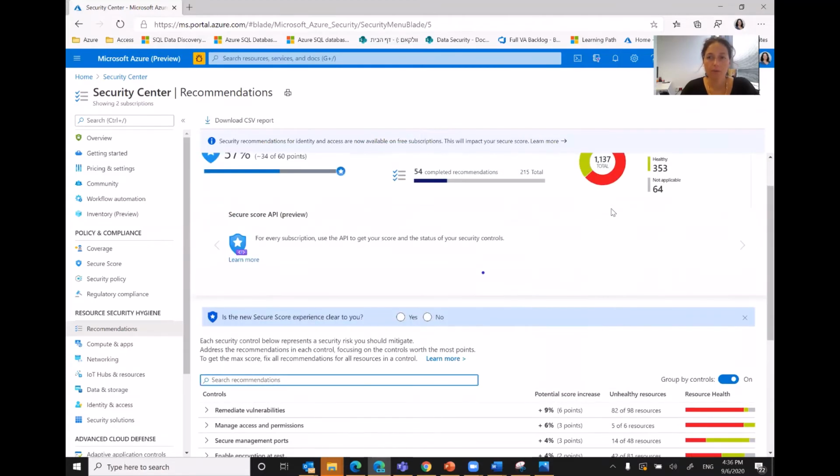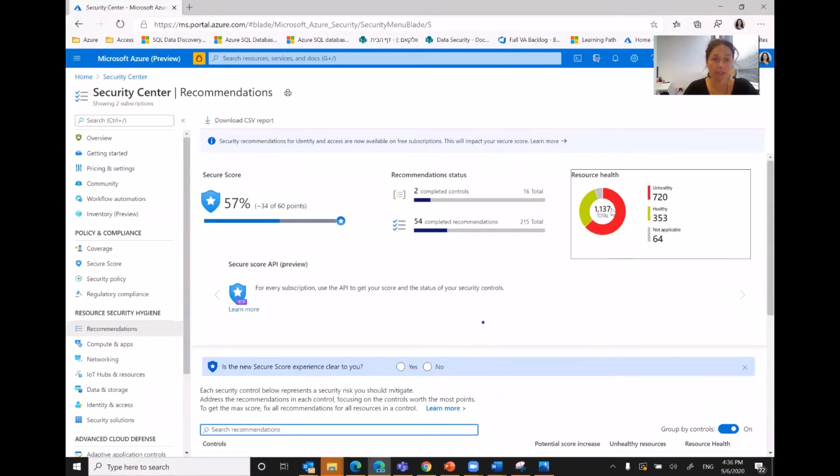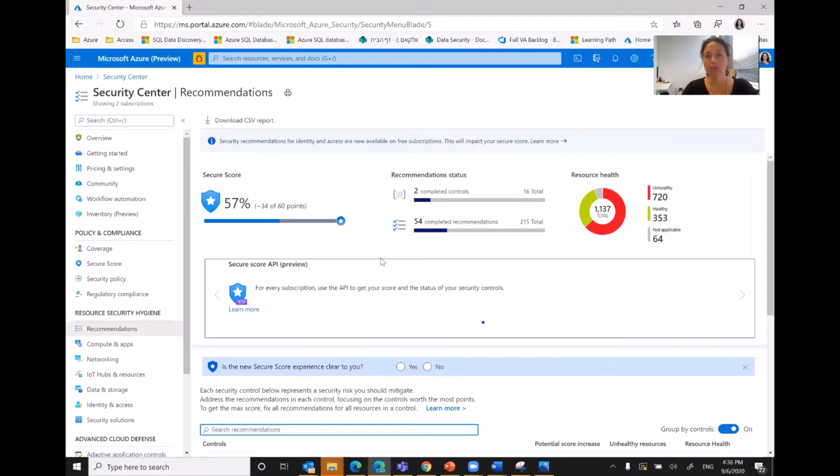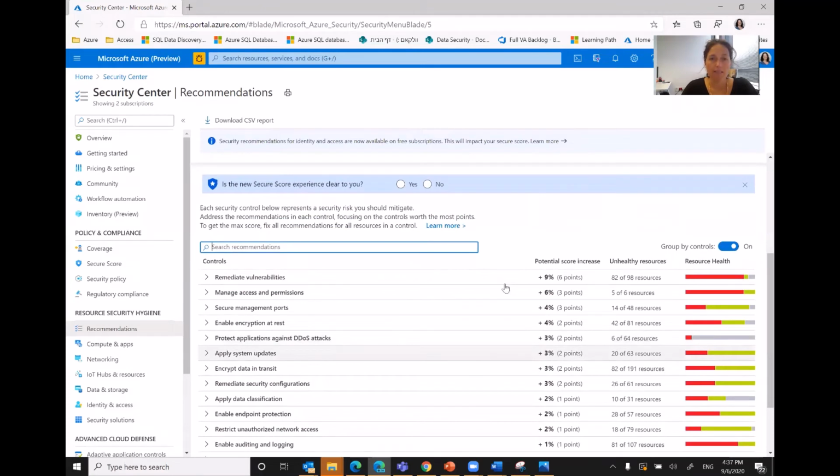So I'll start this demo in Azure Security Center. This is the recommendations page where you can see the secure score of your subscription or multiple subscriptions. And a secure score is basically an indication of the security posture of the resources that are registered or part of this subscription. This section is recommendations. They're all grouped by controls, where each control represents a security risk that you should mitigate in order to protect your resources and to improve your security score.